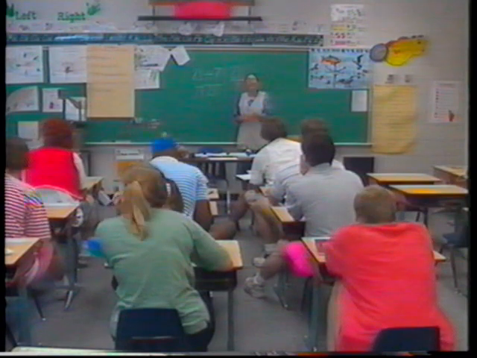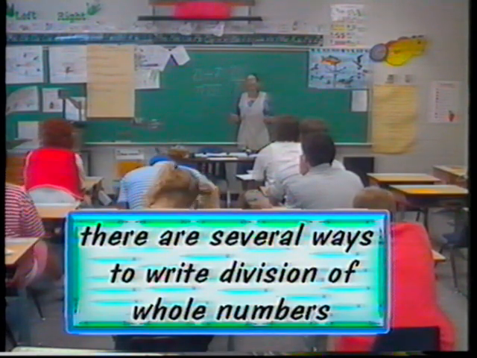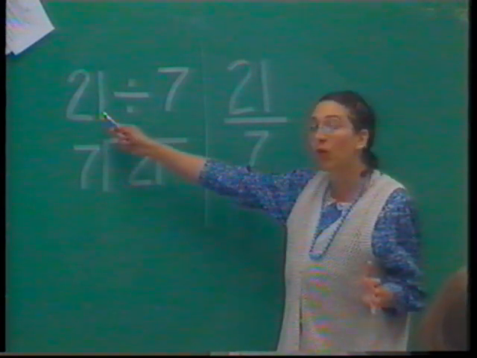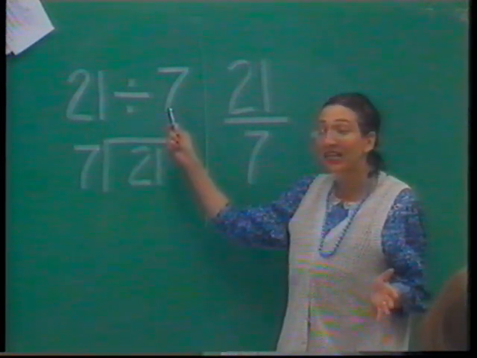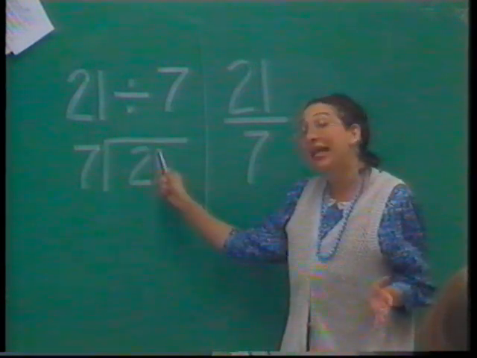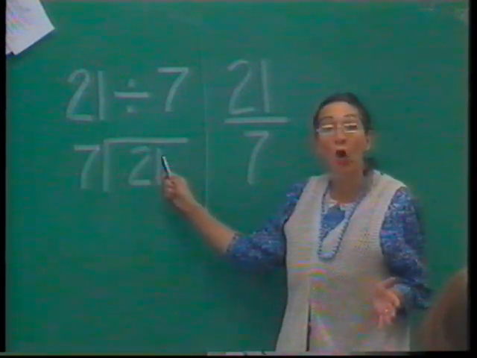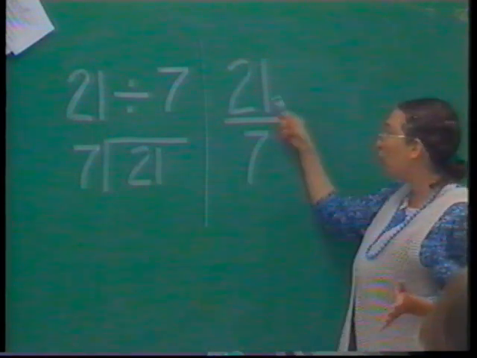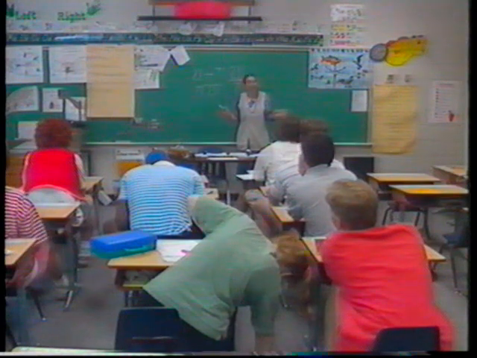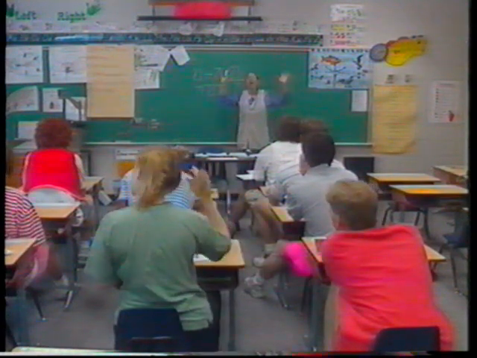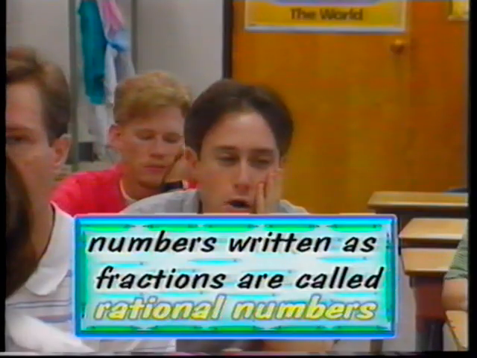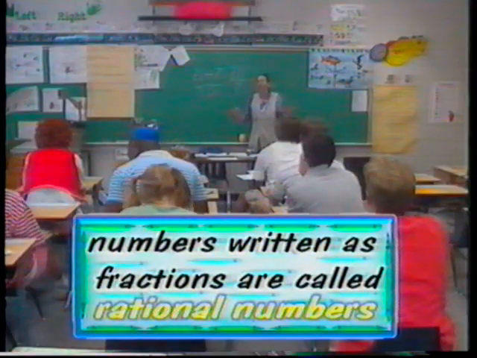Now class, there are several ways of writing division of whole numbers. For instance, if you are dividing 21 by 7, you can either write it as 21 divided by 7, 7 into 21, or as a fraction, 21 over 7. This way of writing division is also called a ratio, which is why numbers written as fractions are called rational numbers.